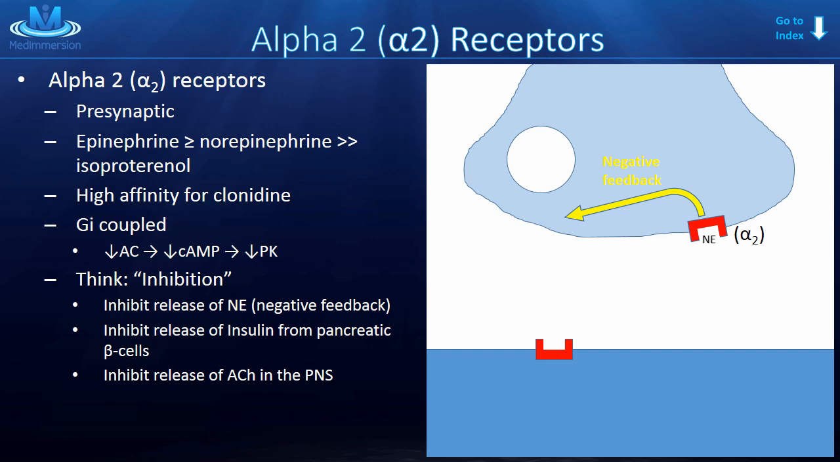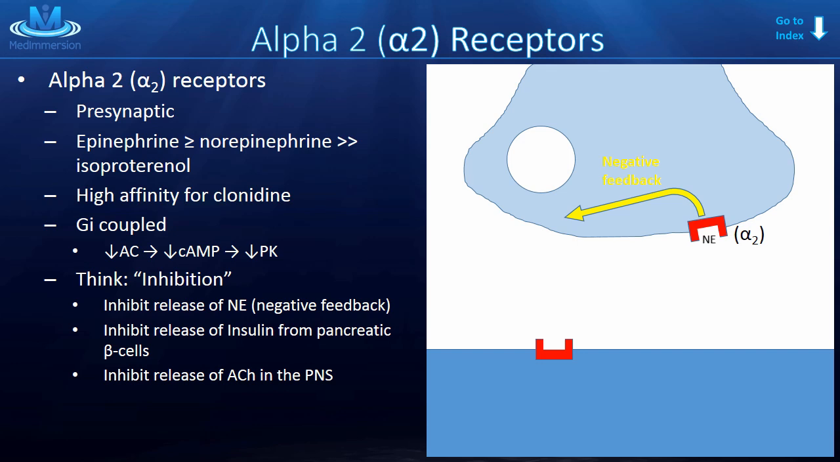It works by, I think of it as tricking the sympathetic nervous system into thinking that it's getting a lot of feedback. So it decreases the tone of the sympathetic nervous system by just decreasing the amount of release of norepinephrine from the presynaptic side of all those nerves. It is a Gi protein coupled receptor.